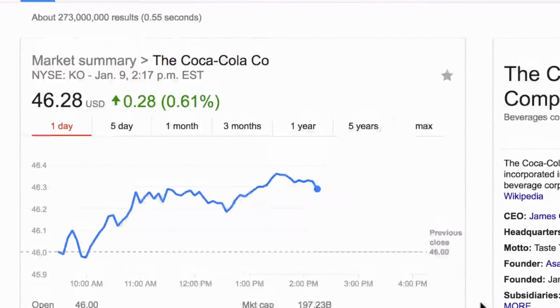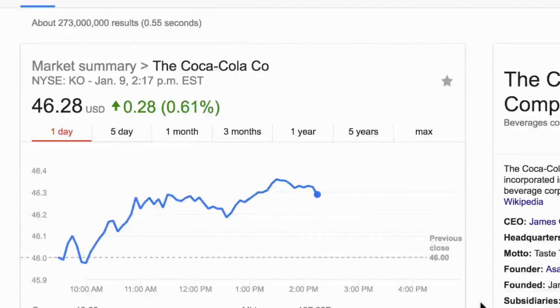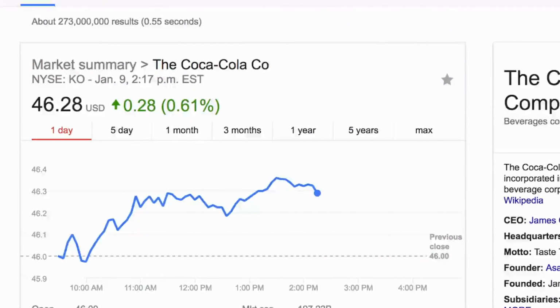But that's basically it, guys. That's just the overview of a stock quote. It basically just gives you a snapshot at this current point in time of how the stock price is reacting, a few extra data points, and that about sums it up.